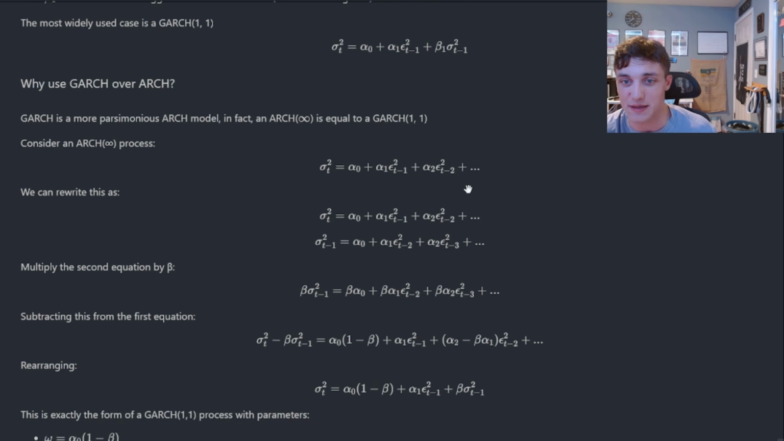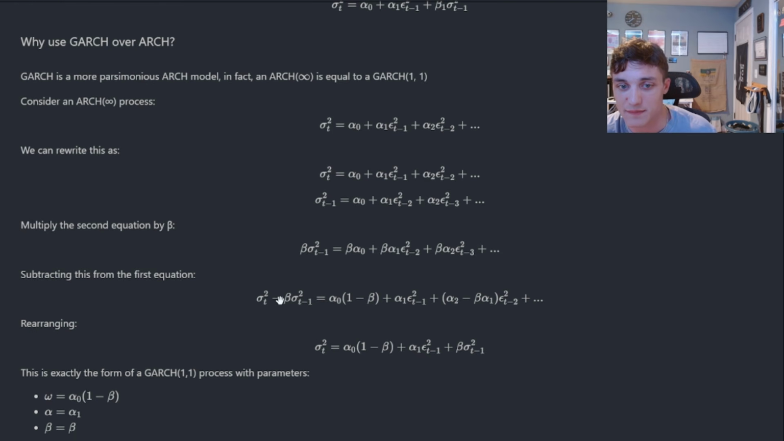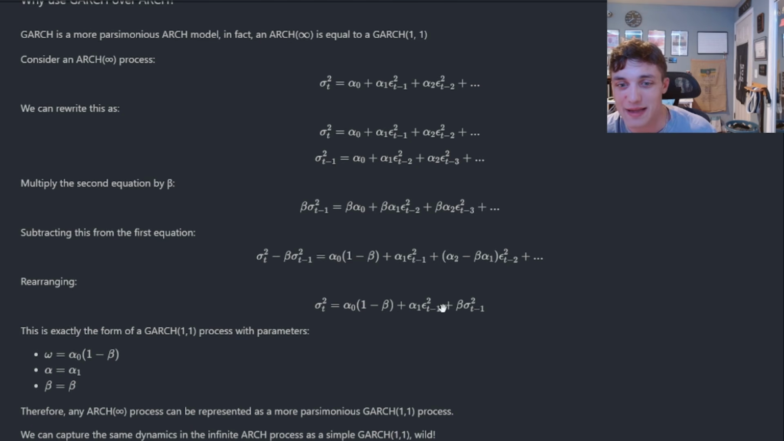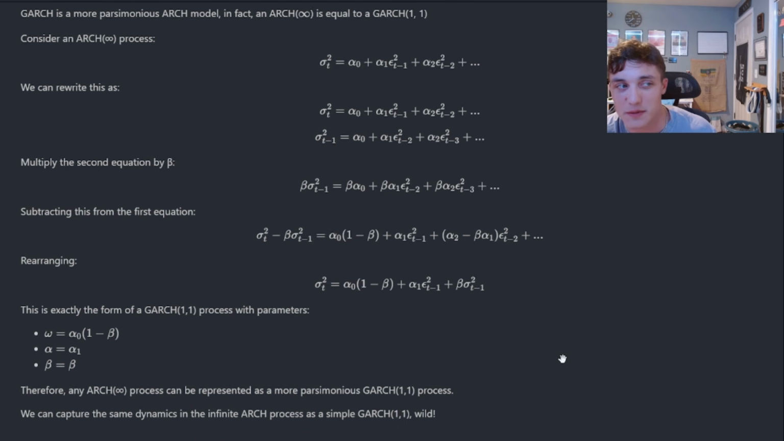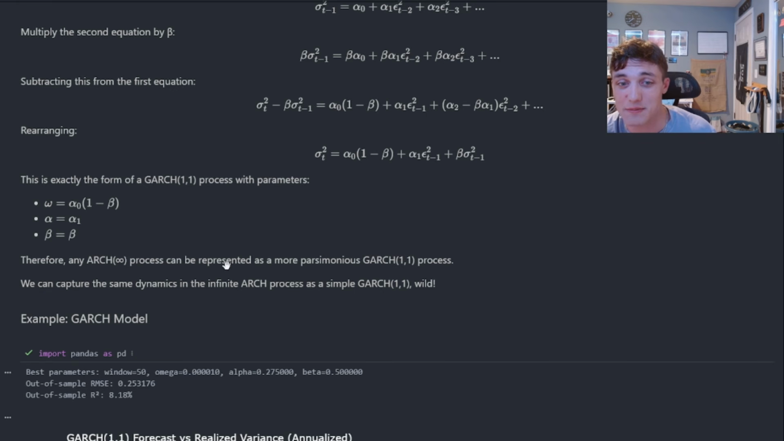So if I have an ARCH infinity process, I can rewrite this in this way. I can multiply this second equation by beta. I can subtract it from the first equation. And then if I rearrange, I get a GARCH 1-1 process. So an ARCH infinity process can be represented as a more parsimonious GARCH 1-1 process. So in other words, we can capture the same dynamics in an infinite ARCH process as a simple GARCH 1-1 process. That is absolutely wild.